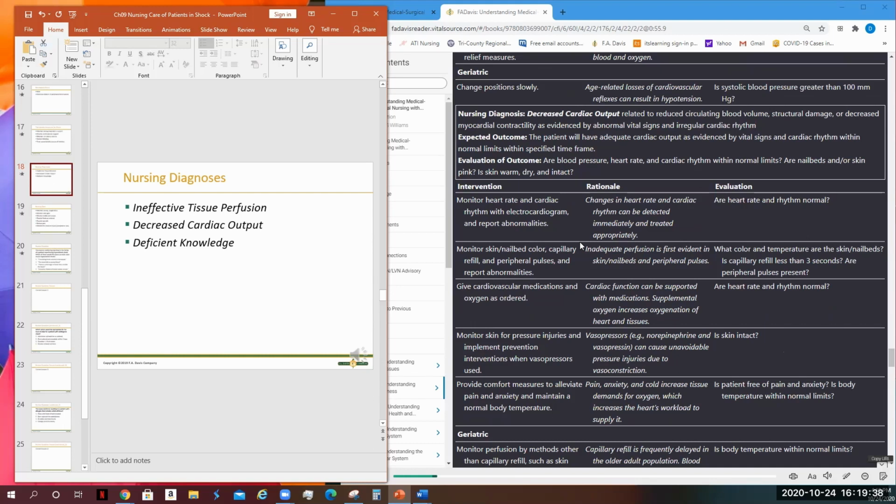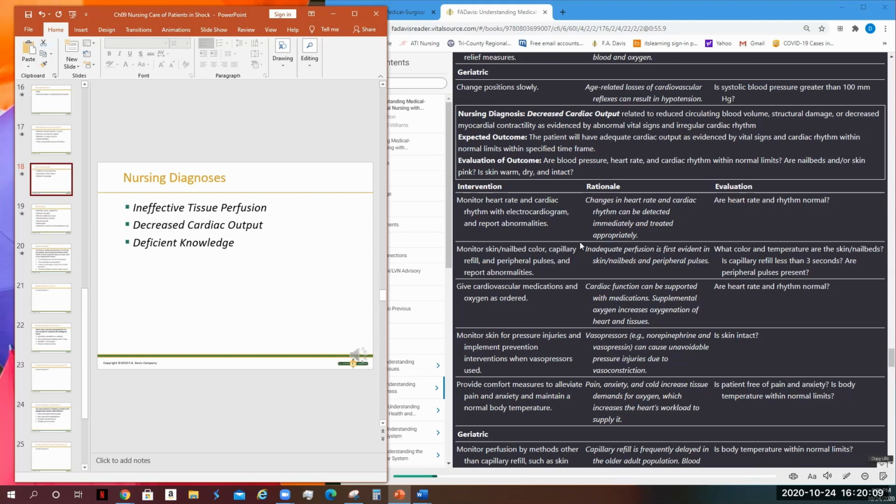We will monitor skin/nail bed color, capillary refill, and peripheral pulses and report abnormalities. Inadequate perfusion is first evident in the skin/nail beds and peripheral pulses. What color and temperature are the skin/nail beds? Is capillary refill less than 3 seconds? Are peripheral pulses present?